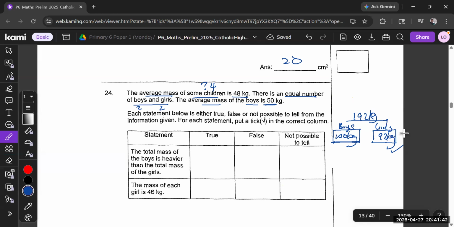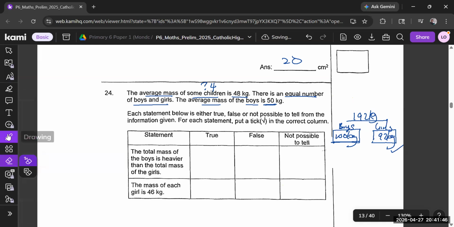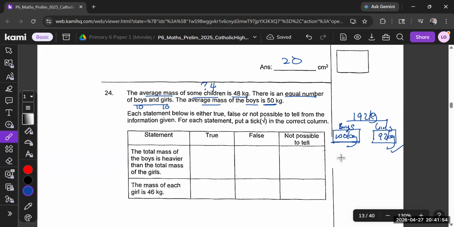What big example do you like? Maybe should we change to 10 boys, 10 girls? Okay, 10 boys, 10 girls. So we have to check whether it is true or false, or not possible to tell. So if there are 10 boys, then what is the total mass? 50 times 10, 500. Okay. And then what is the total mass of all the children? 10 plus 10 will be 20.